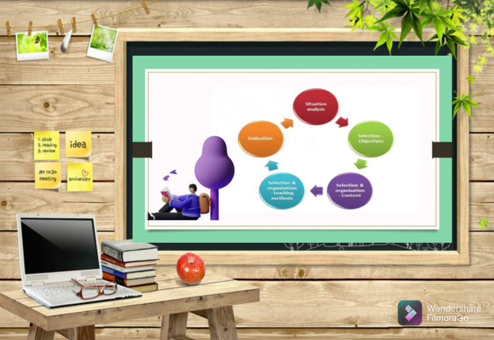So as shown in the figure, the model prescribes 5 logical and interdependent stages, starting with the situational analysis down to the selection of objectives. Next is the selection of organization content, and the selection and organization of teaching method, and lastly is the evaluation. So the model is highly prescriptive and dynamic.